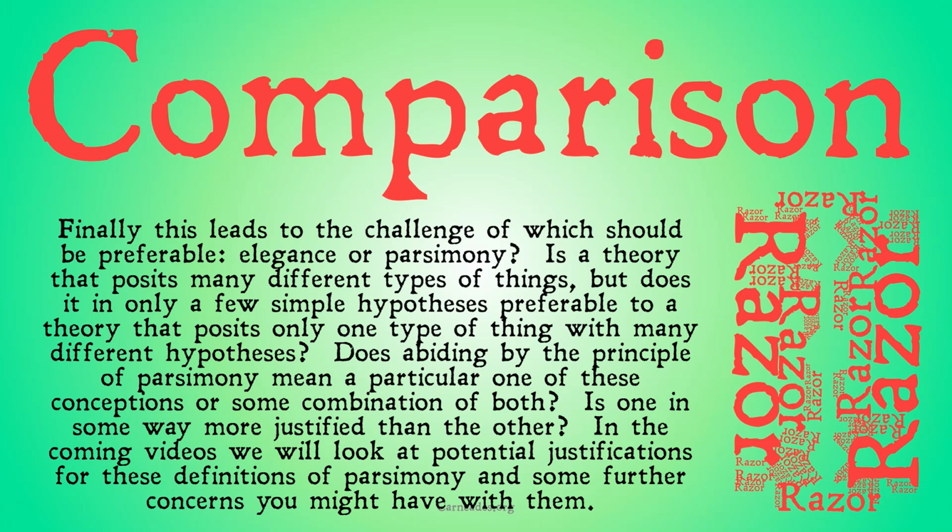Finally, this leads to the challenge of which should be preferable, elegance or parsimony. Is a theory that posits many different types of things, but does it in only a few simple hypotheses, preferable to a theory that posits only one type of thing, but has many different hypotheses that we need to assume? Does abiding by a particular principle of parsimony mean a particular one of these conceptions or some combination of both? If you say, I accept Occam's razor, which are you talking about? Are you talking about some combination of parsimony and elegance? Are you talking about both of them at the same time? Are you talking about only one? Is one in some way more justified than the other? Should we just care about parsimony? Should we just care about elegance? In the coming videos, we're going to look at potential justifications for these definitions of parsimony and some further concerns you might have with them.